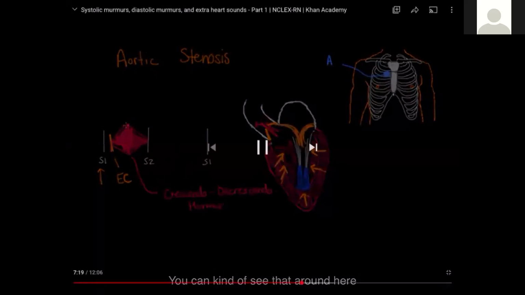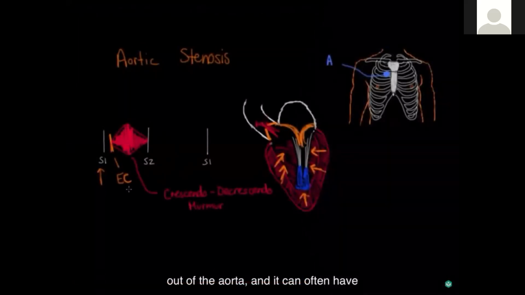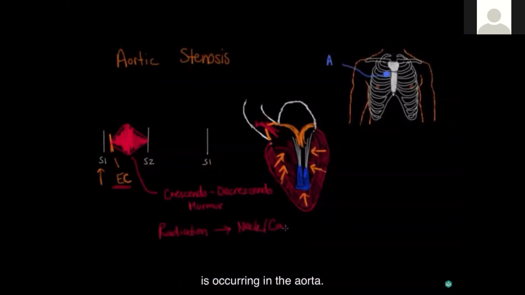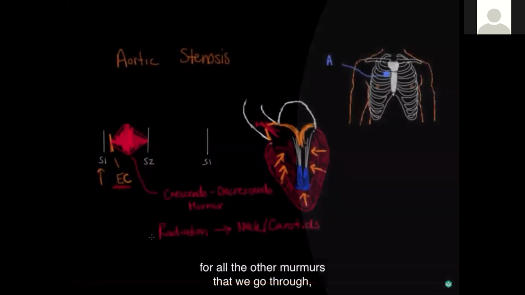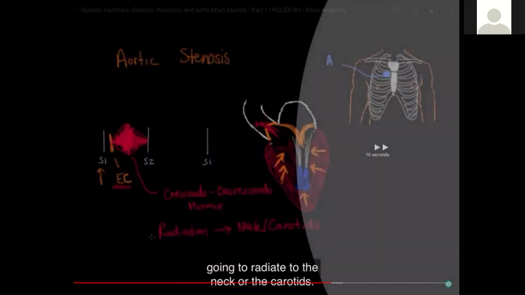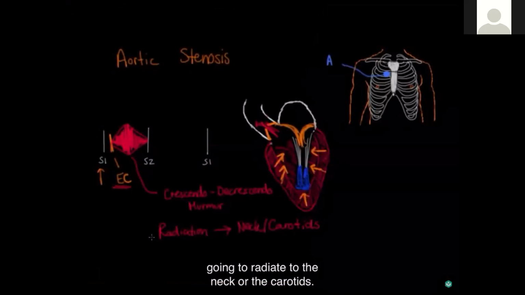and it can radiate out of the aorta to the neck or carotids. And it can often have an ejection click. The reason for that is that this murmur is occurring in the aortic area. Unlike the aortic stenosis, for pulmonic stenosis, which is really just the same, the murmur is not going to radiate to the neck or the carotids. And instead of being heard in the aortic area, it's normally heard in the pulmonic area.